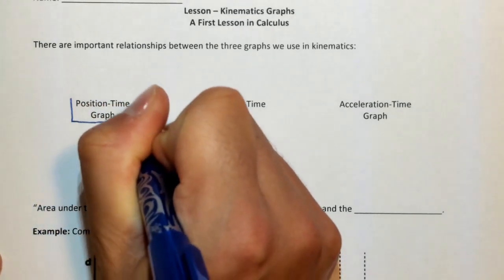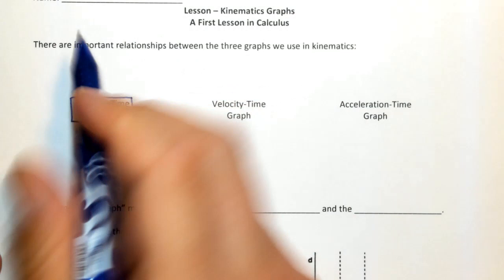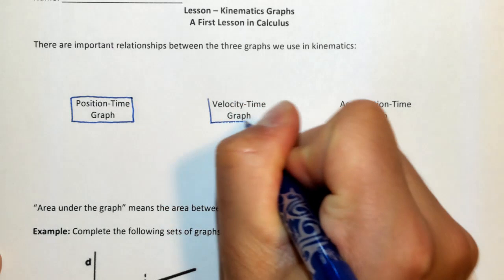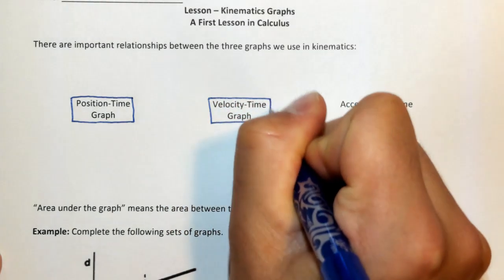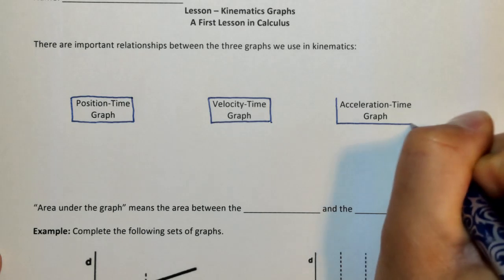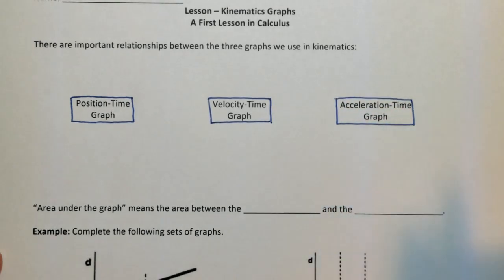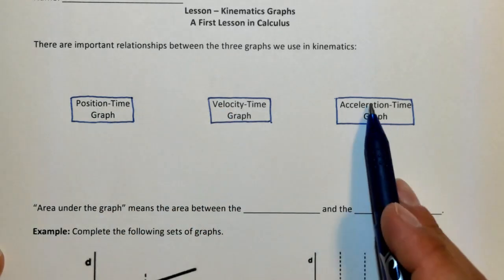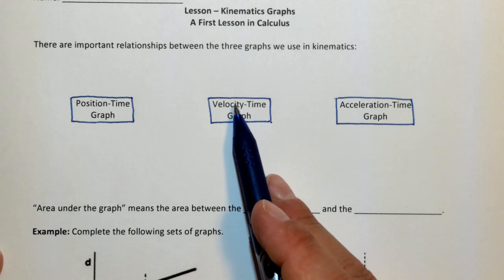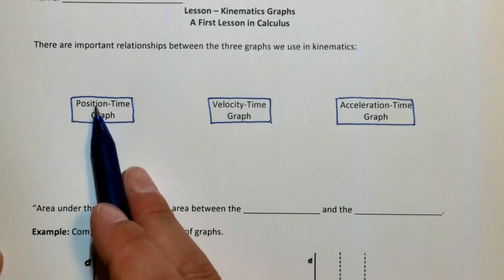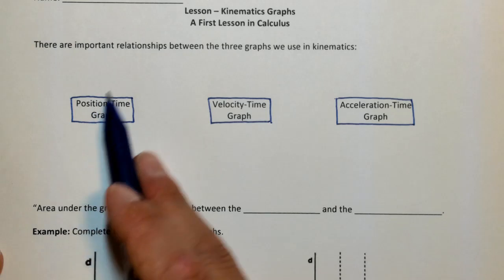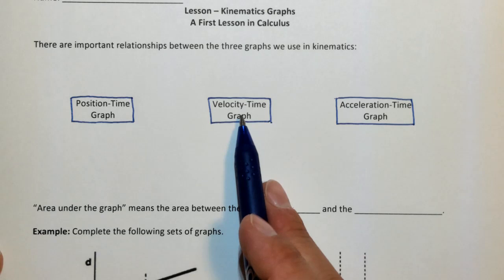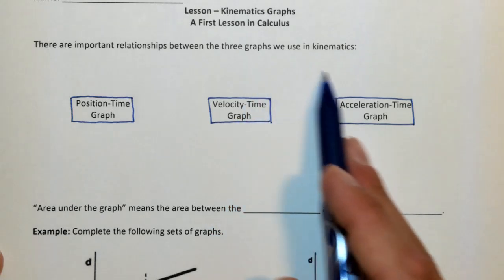What I want to highlight right off the bat is that there are important relationships between these three graphs. That's the theme of the last couple of lessons: there are relationships between all these things. In the last lesson, we talked about how velocity was the rate of change of position, and acceleration was the rate of change of velocity. An object sitting still has position, but if its position changes, it has velocity. And it can keep that velocity as much as it wants, but as soon as that velocity changes, it has acceleration.